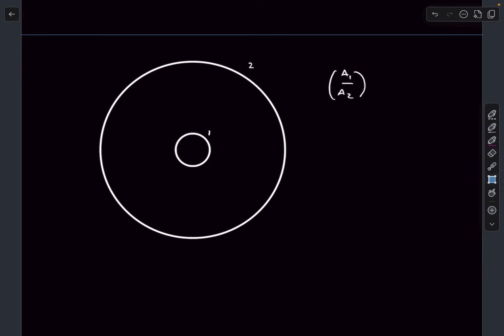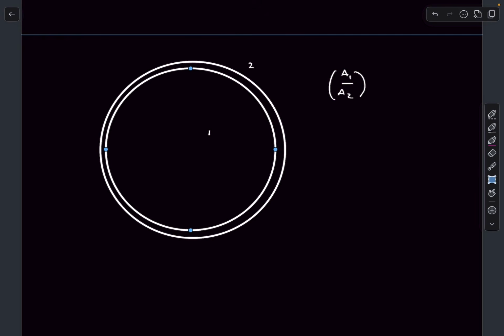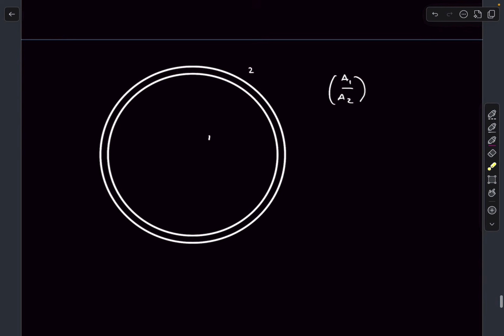And similarly, if we make the inner shell very large, like something like this, then the A1 by A2 ratio will be almost 1, which means almost the entire heat from the second shell will intercept the first shell. So intuitively it makes sense.